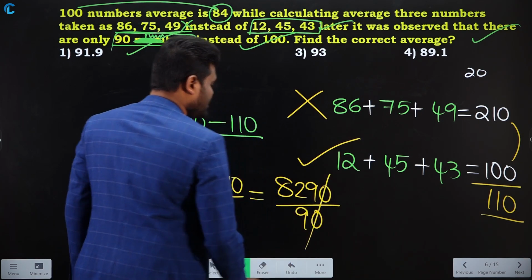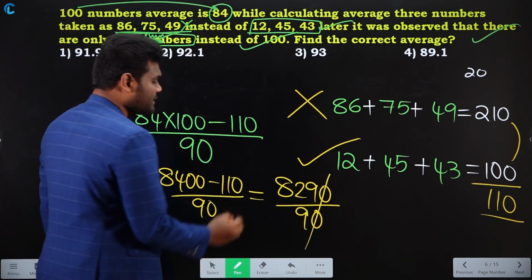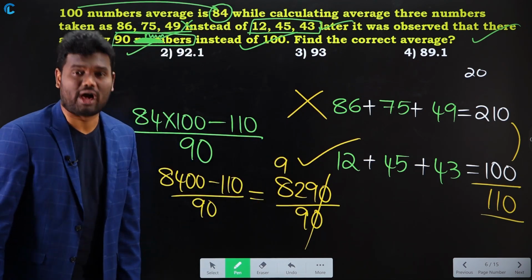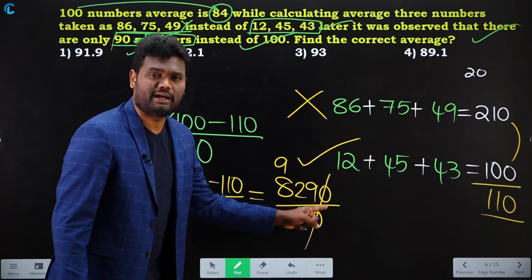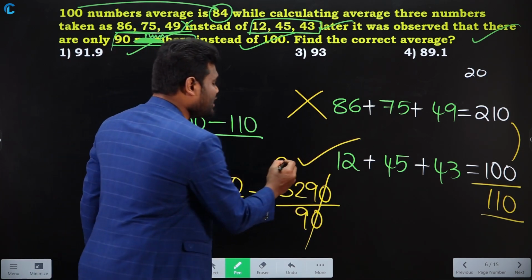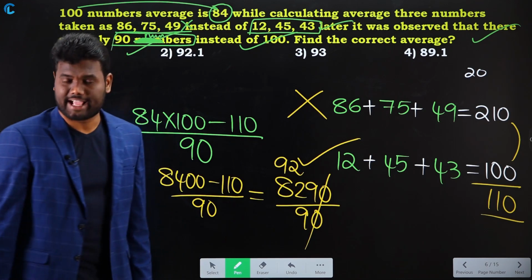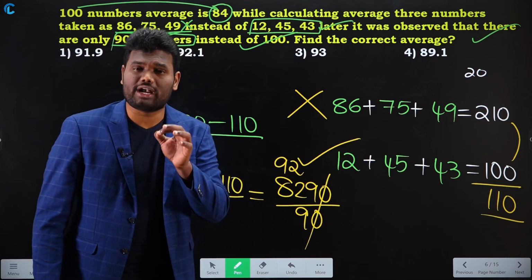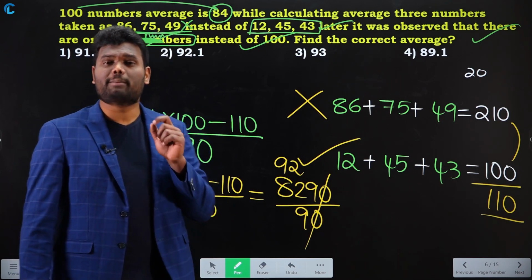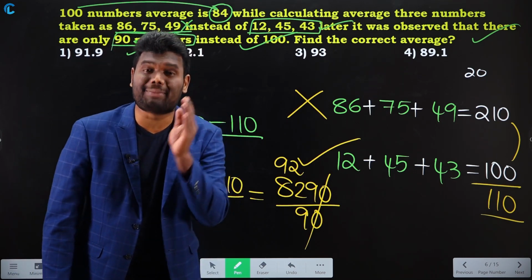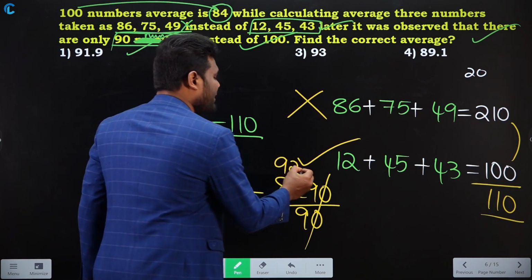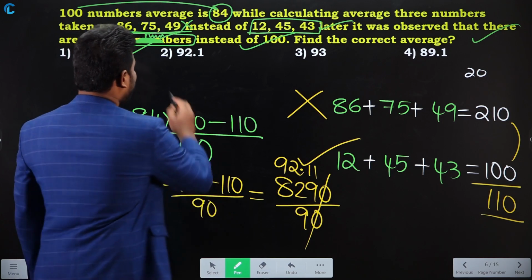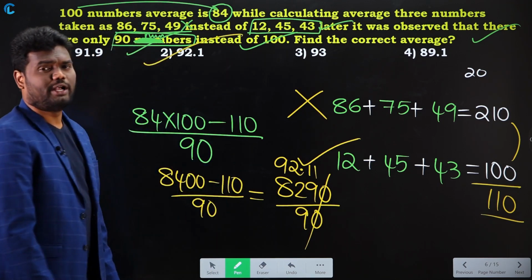So the 0 and 0 get cancelled. Now 9 how many times? 9 times it is going to be 81. After that, how much remainder? You're left with 19. 9 2 times is 18. Again, you're left with 1 remainder. 1 by 9, we have already discussed in percentages. 1 by 9 is 11.11% in terms of percent. Now the 1 by 9 value is 0.11. So we can say that approximately the value is going to be 92.1.